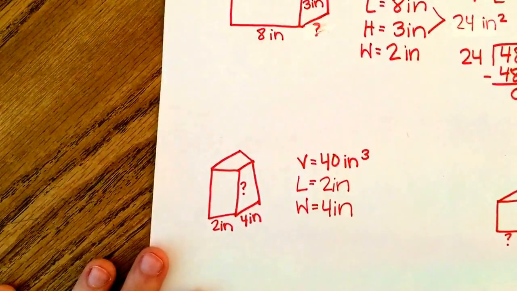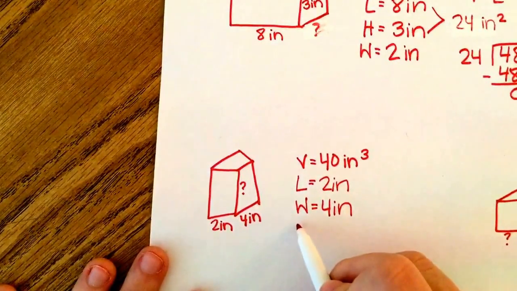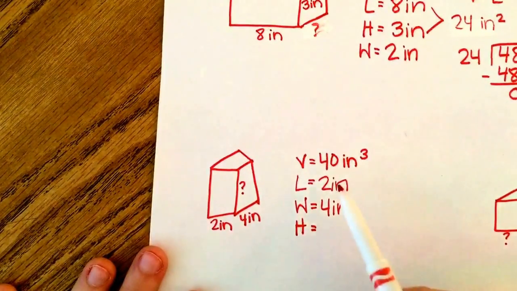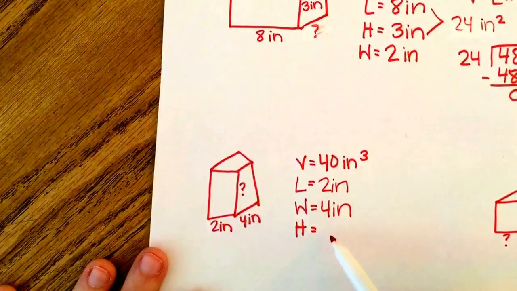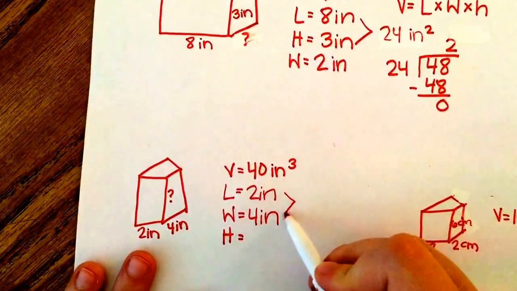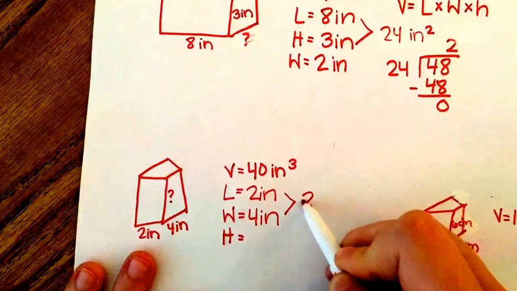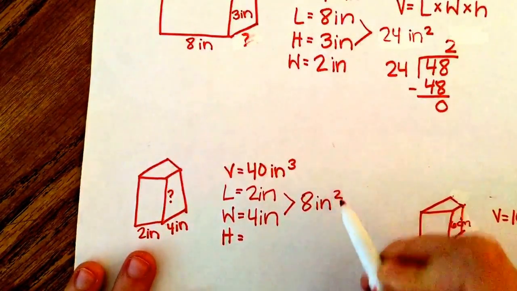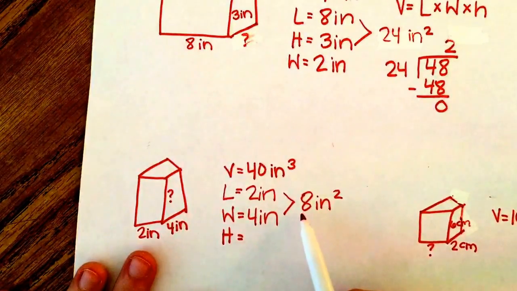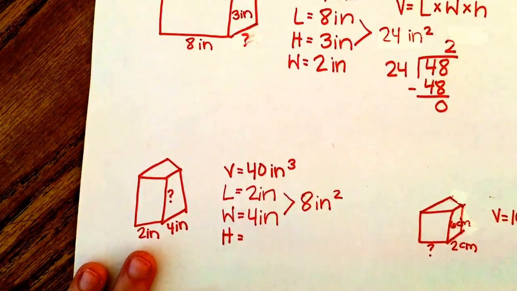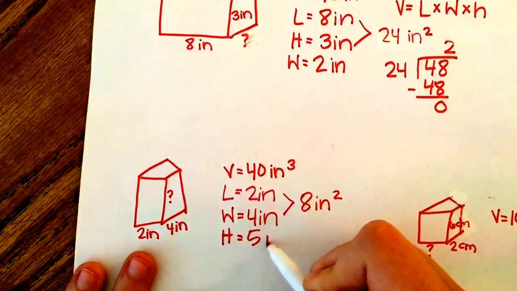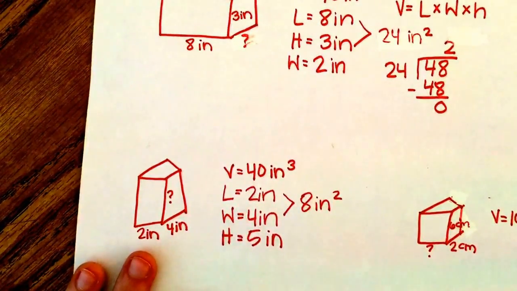So I have to find what I already have to get the height. I have to know 2 times 4 times what gives me 40. So I multiply what I already have, 2 times 4. That gives me 8 square inches. Now I need to know what times 8 gives me 40. I know that 5 times 8 gives me 40, so my height is 5 inches.